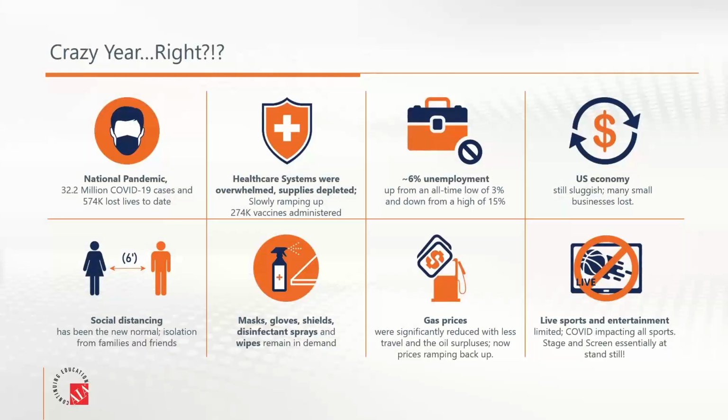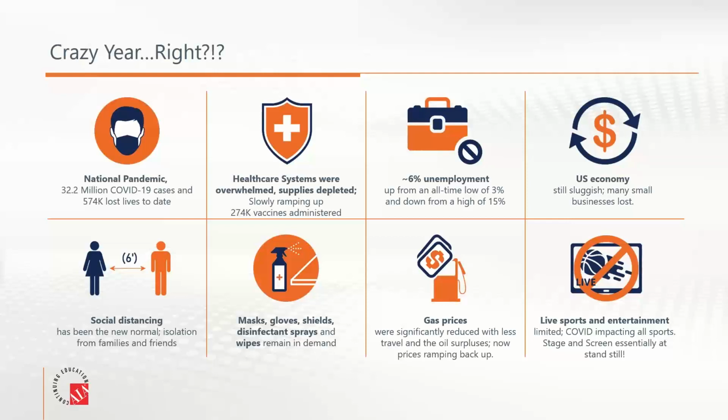So when we say a crazy year, when we started this thing, we were not even 10% of the lost lives we have right now. There are 32 million cases of COVID so far in the U.S., 574,000 lost lives, which is extremely significant.